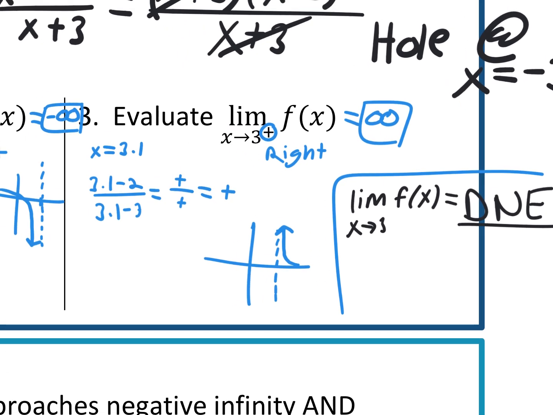Some rational functions, if you graph them, do approach the same infinity. Like maybe this side goes like that, this side goes like that, and then the limit just is positive infinity. But if they're going in two separate directions, they're approaching two separate infinities. So this is a case where we would say this entire limit does not exist.